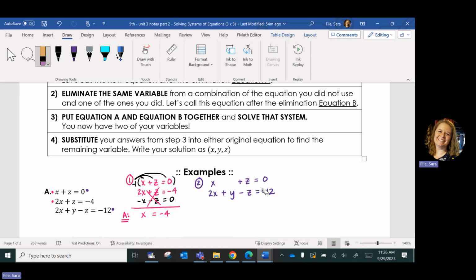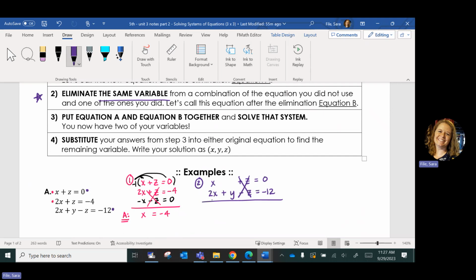Now, it says up here, I'm going to come back up here and reiterate. It says that we need to eliminate the same variable. So in the last one, we eliminated z, right? So we want to eliminate z. Is z already set up to eliminate, or am I going to have to multiply one of the equations by something? Yeah, it's already opposite. We've got plus z and minus z. It eliminates. Nice and easy.